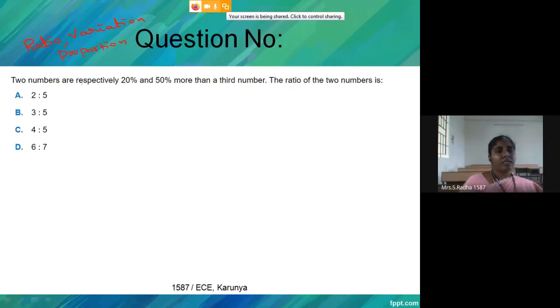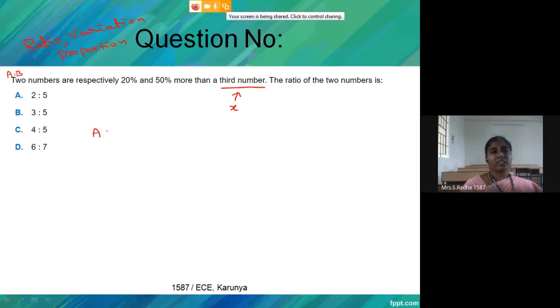Two numbers are respectively 20% and 50% more than a third number. Let me assume the third number as x. Now the first number and second number I will assume as a and b.